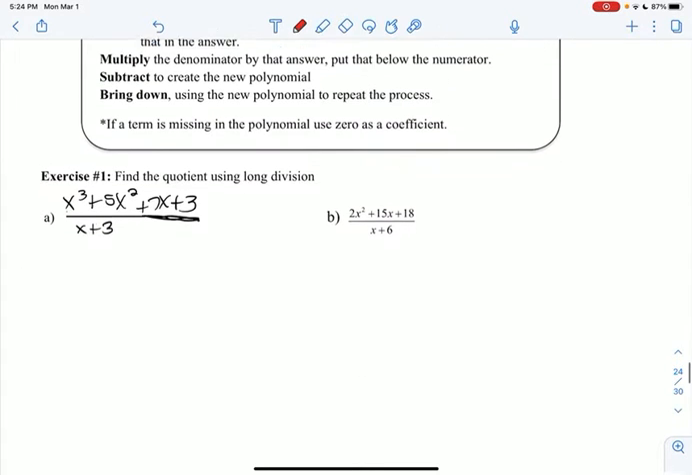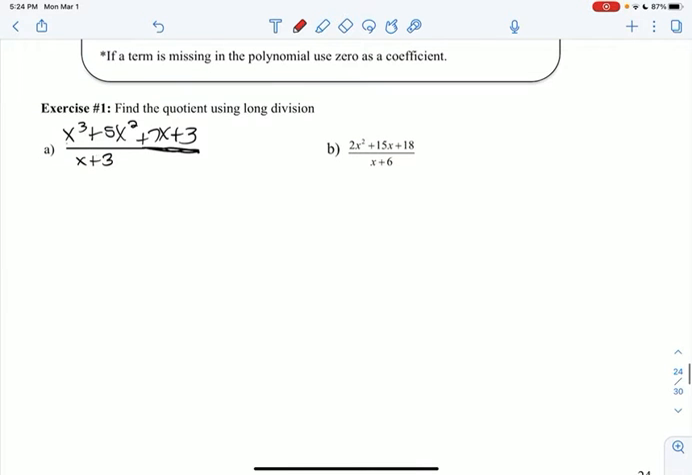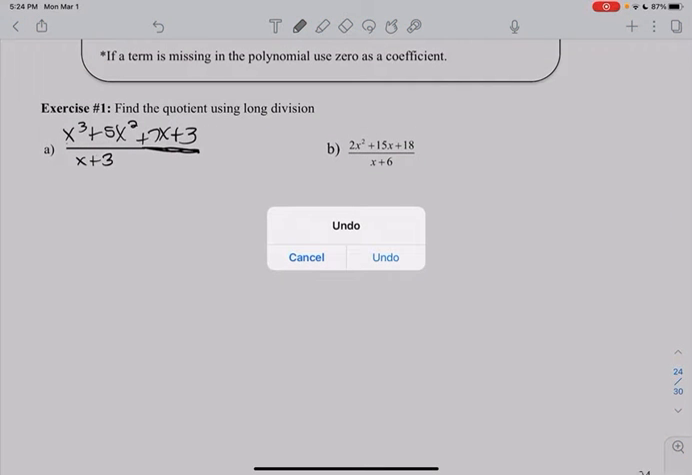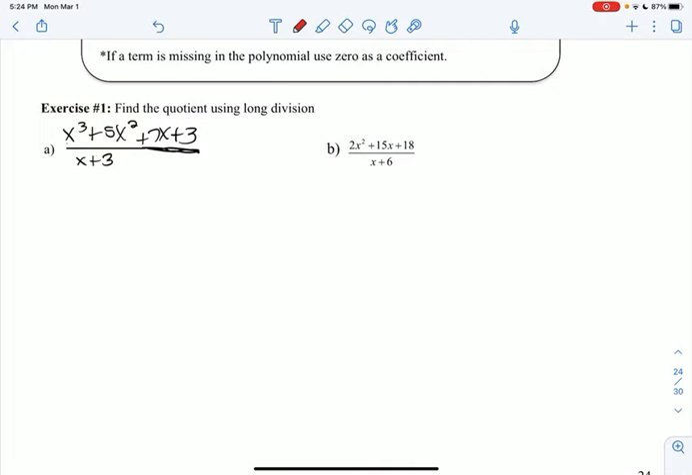If a term is missing, it's important that you use 0 as the coefficient for it. So let's look at this first problem right here. I have x cubed plus 5x squared plus 7x plus 3 divided by x plus 3. So x plus 3 is out here, and that's going into x cubed plus 5x squared plus 7x plus 3. So here's what I do. x goes into x cubed. I'm only looking at the first term. x squared times. So I'm just looking at the x and the x cubed.